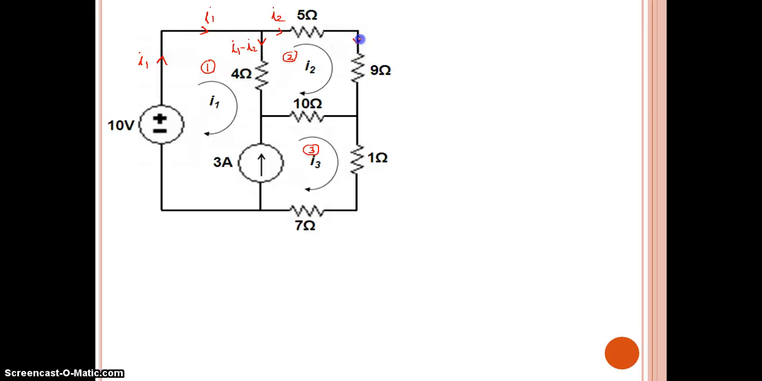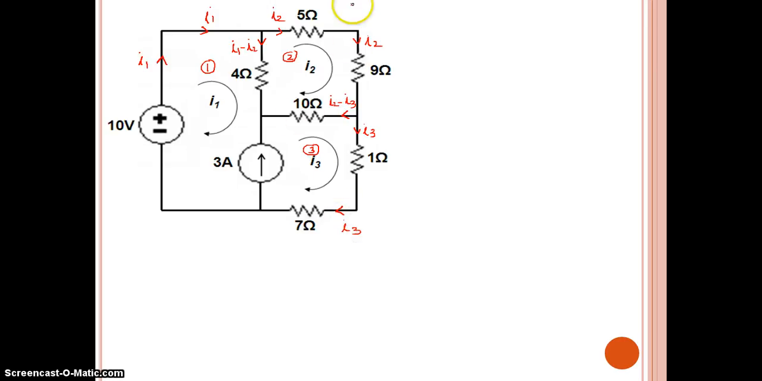This branch also I2. Now comes this branch, which will be common to mesh 2 and mesh 3. I am taking mesh 2 current I2 in this direction, and I3 is shown in this direction. So I am going to assign in the same direction as I2. So this is I2 minus I3. So that is fixed. Now for this one the current is I3. This one also current is I3.